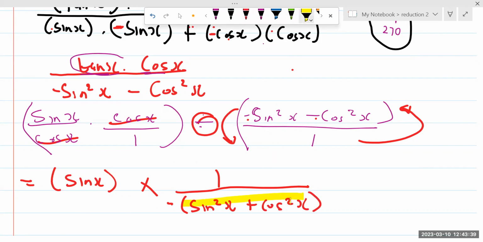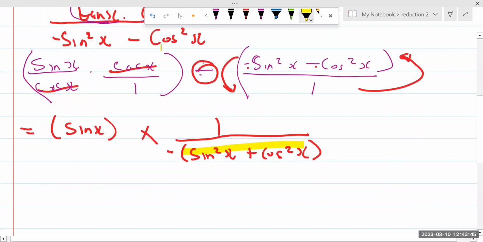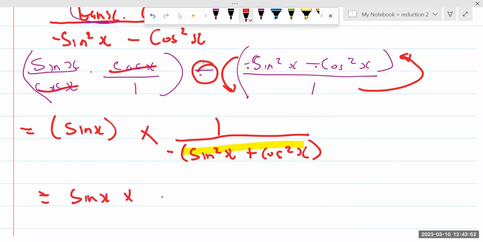If you know, you know. What is this? 1. So this is going to be 1. Then it means you're going to have the sine of x multiplied by -1. Again, this is going to be -1 divided by 1 again. Then it says -1. And then if you continue with this, you're going to have minus the sine of x, which is going to be your final answer.